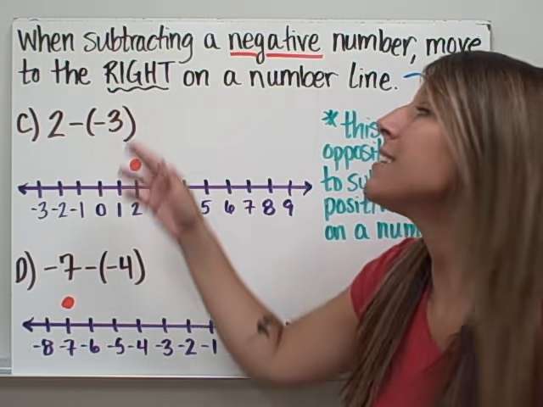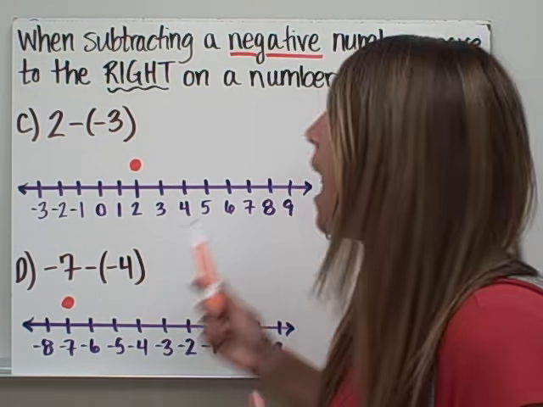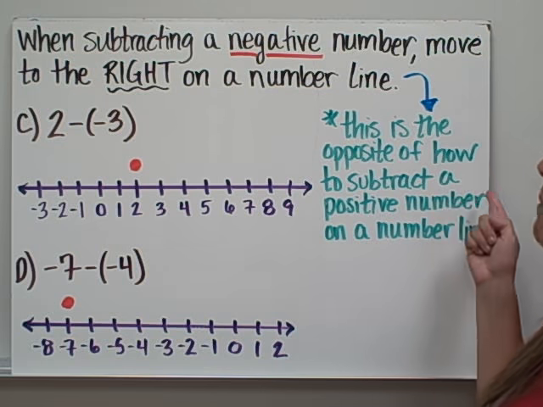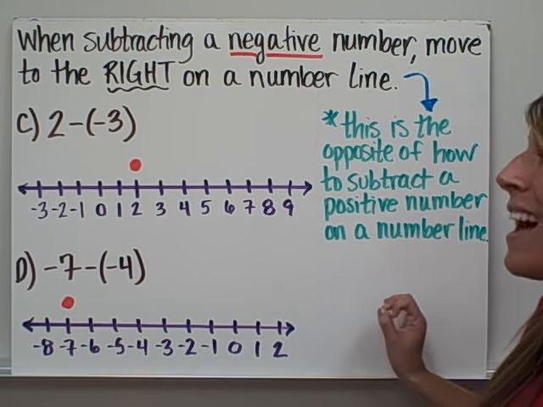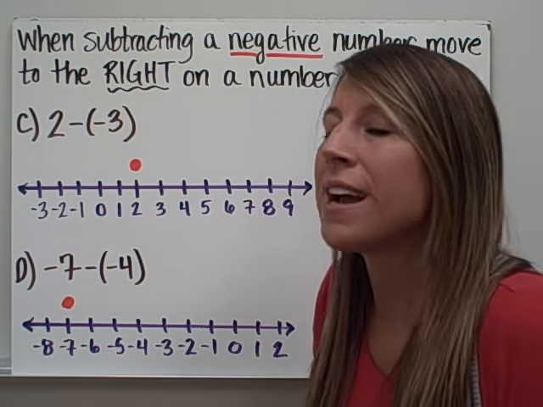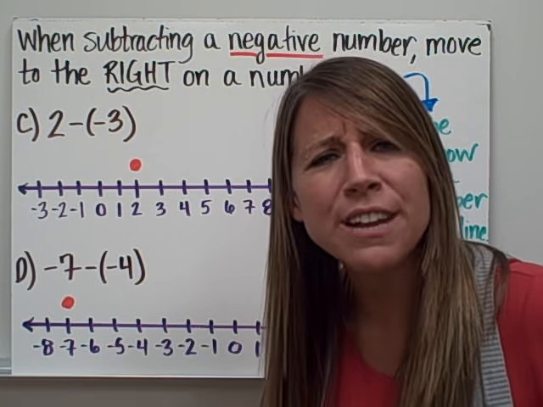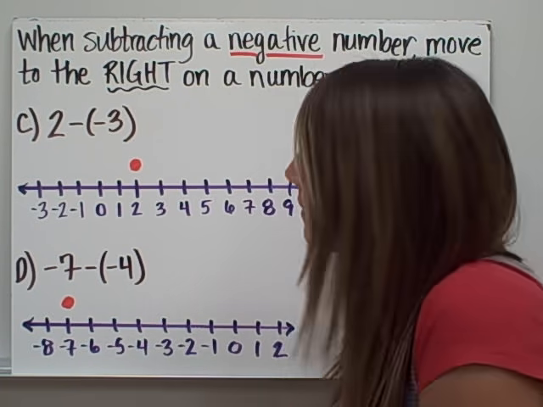Now, when subtracting a negative number, we move to the right on a number line. This is the opposite of how to subtract a positive number on the number line. Before we were subtracting a positive number and we moved to the left, now we're subtracting a negative number, so we're going to move to the right.